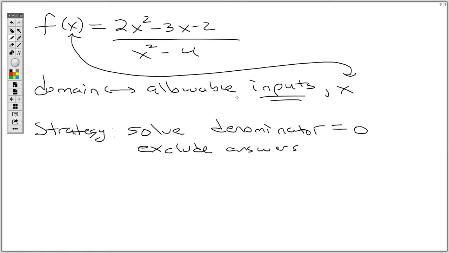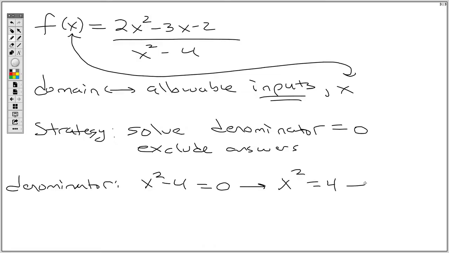Okay, so here our denominator is x squared minus 4. We set that equal to 0. We can factor, we can use the quadratic formula, or we can add 4 to both sides and extract square roots. So there are a few different ways to handle this problem, but in the end, we get plus and minus 2.